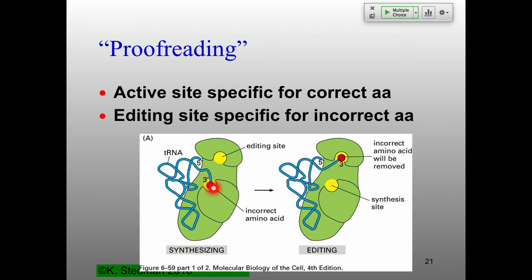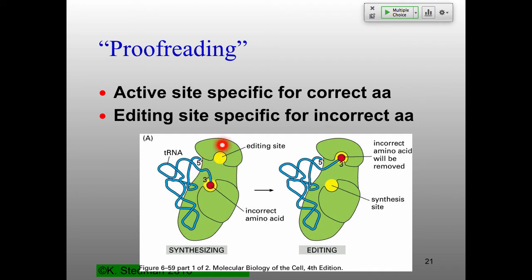What happens here is this gets added, and sometimes it'll actually be the wrong amino acid that gets added, but it's only going to be a slightly wrong amino acid. Isoleucine versus leucine, for instance. It's just got a methyl group in a slightly different place. Phenylalanine and tyrosine. Phenylalanine doesn't have an OH on it. Tyrosine does. So these are the common kinds of mistakes that take place.